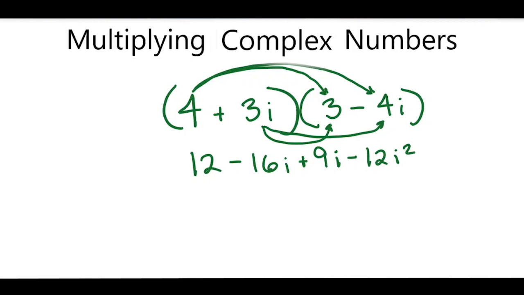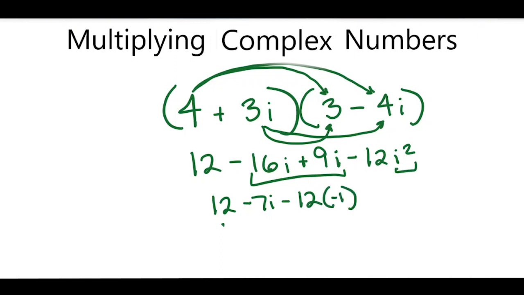So I will combine my like terms here. So I have 12 minus 7i minus 12i squared. Well, if you'll remember that i squared is negative 1, I'll simplify. I have 12 minus 7i plus 12. Well, I have a 12 and a plus 12, and I can combine those. So that leaves me with 24 minus 7i. And that is how you multiply complex numbers and write the expression in standard form. Hope that helps.